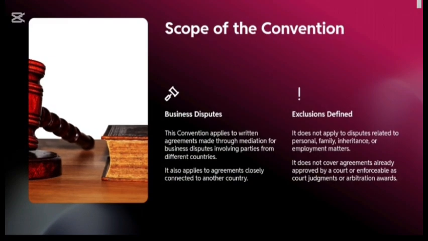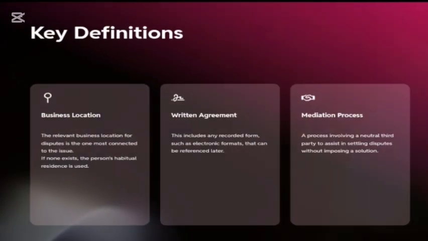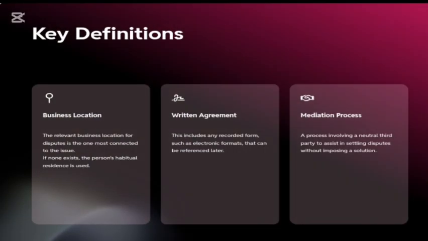So we move on to its total of 16 articles. First of all is Article 1, when this convention applies. This convention applies to written agreements made through mediation to settle business disputes when the businesses involved are in different countries, or the agreement is closely connected to a country different from where the businesses are based. It does not apply to disputes related to family, inheritance, or employment matters. It does not cover agreements that have already been approved by a court or are enforceable as court judgments or arbitration awards.